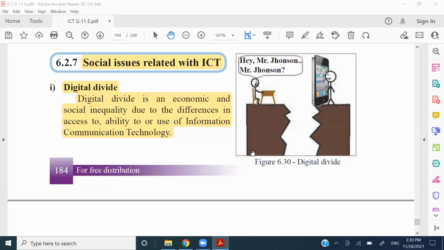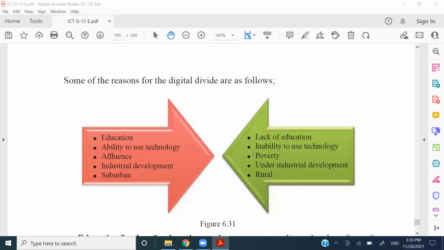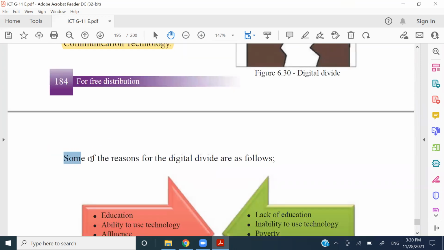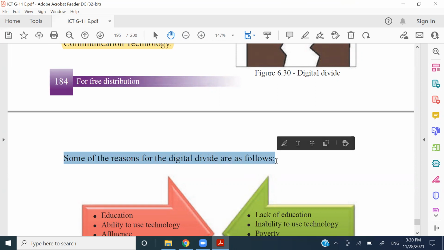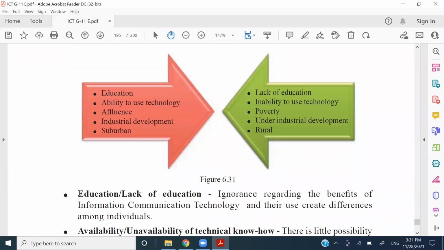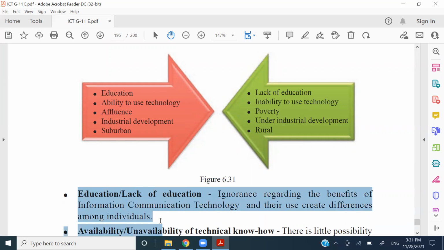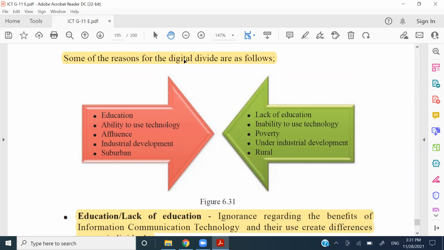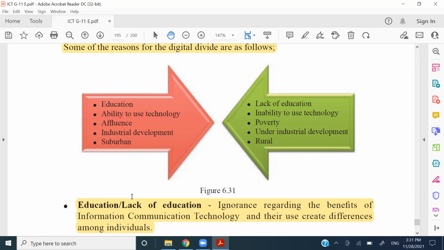Right, moving forward, let's not go for this particular diagram because we have these reasons. You can say it like this: some of the reasons for the digital divide are as follows. With that sentence, don't go for the diagram. Let's have these things. So have that particular sentence, then this, and we'll go further.